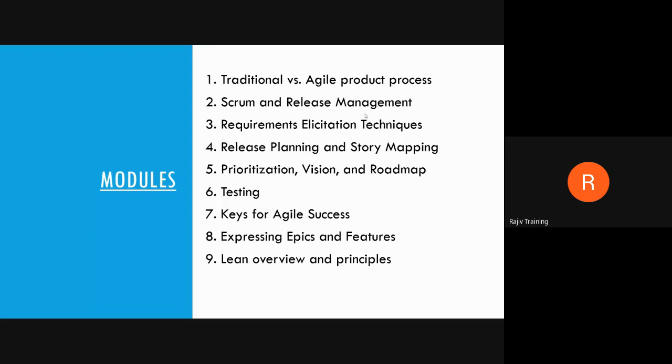How do you gather requirements from customers or stakeholders? We'll learn that. And then we'll learn about release mapping, release planning and story mapping. Here we'll learn how to write requirements, and requirements are called user stories in Agile or Scrum. Why is it called a user story? We'll learn that, and we'll see a couple of examples.